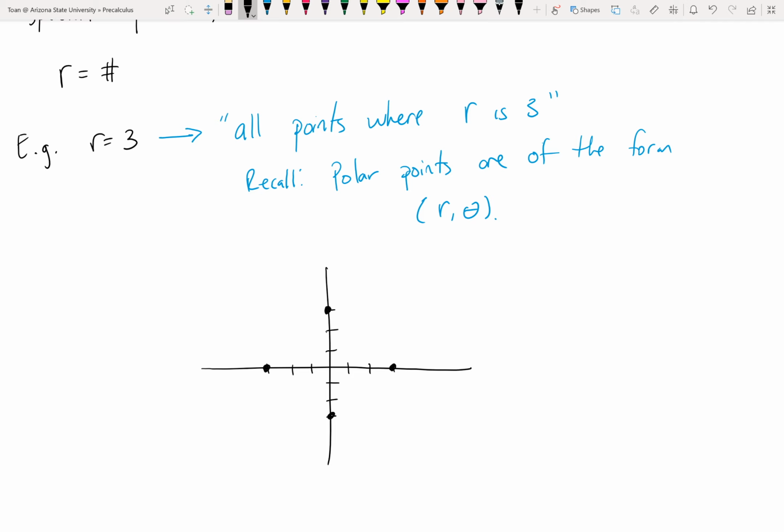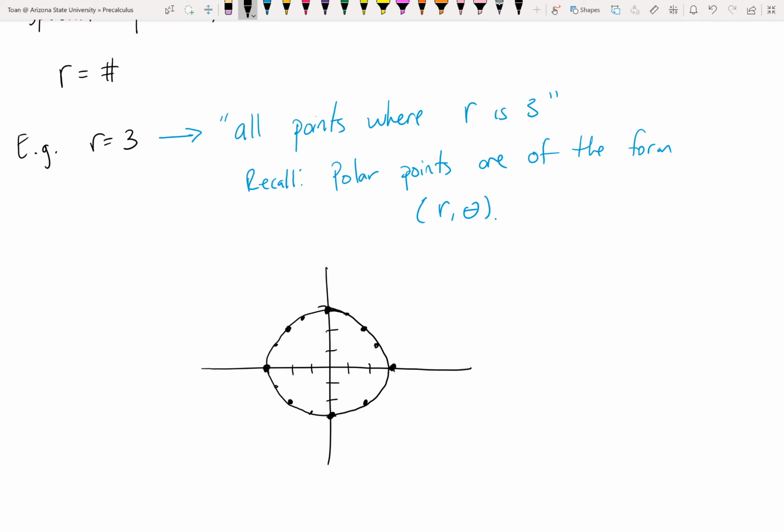If you mentally go through every single angle and mark 3 units away, so for example, at 45 degrees or pi fourths radians, that's about 3 units away. This point is about 3 units away from the origin. This point is about 3 units away. You can see that the picture we end up making, although this is a sketch so it's not going to be perfect, should be a circle.